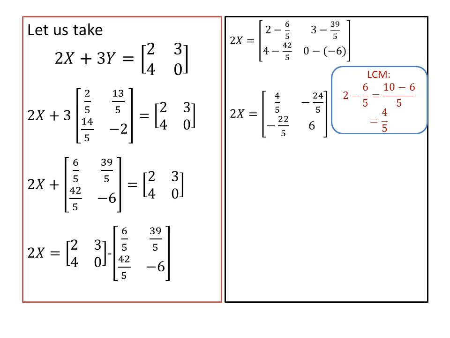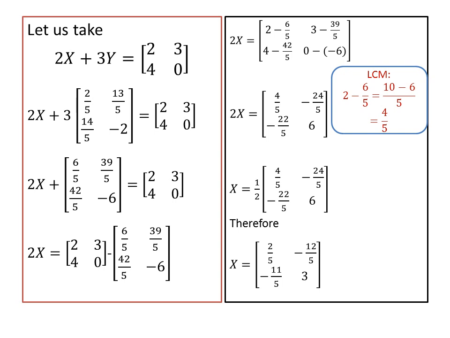After simplifying, we'll get 2x as [4/5 -24/5 -22/5 6]. Then x is equal to 1/2 into [4/5 -24/5 -22/5 6]. Multiplying by 1/2, we'll get x as [2/5 -12/5 -11/5 3]. These two are the unknown values of x and y.